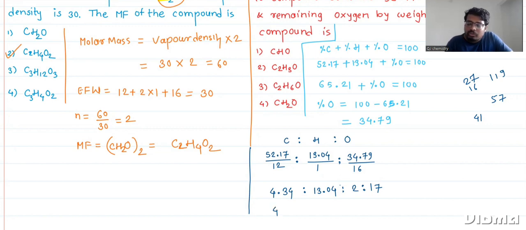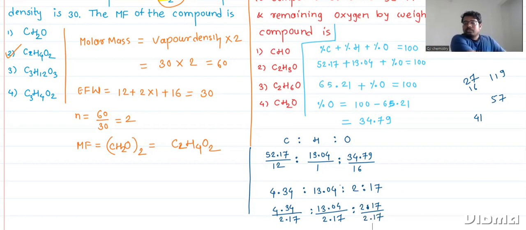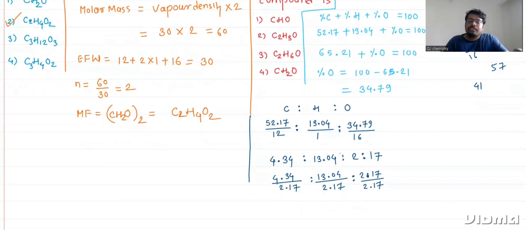Let us divide by the smallest number here. The smallest number is 2.17. 13.04 divided by 2.17, and 2.17 divided by 2.17. Okay, so in simplified form, this ratio becomes 2 is to 6 is to 1. Okay, so 2 is to 6 is to 1, right?